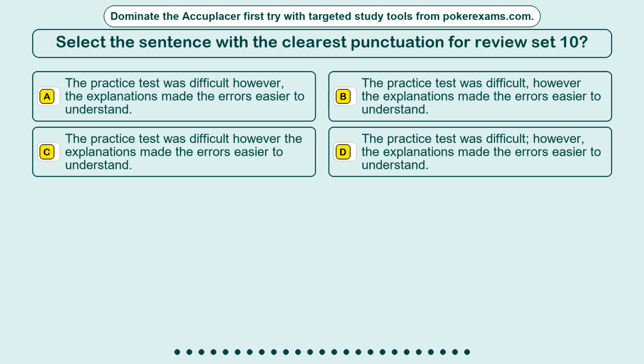Question 19. Select the sentence with the clearest punctuation for review set 10. Option A. The practice test was difficult, however, the explanations made the errors easier to understand. Option B. The practice test was difficult, however, the explanations made the errors easier to understand. Option C. The practice test was difficult, however, the explanations made the errors easier to understand. Option D. The practice test was difficult, however, the explanations made the errors easier to understand.